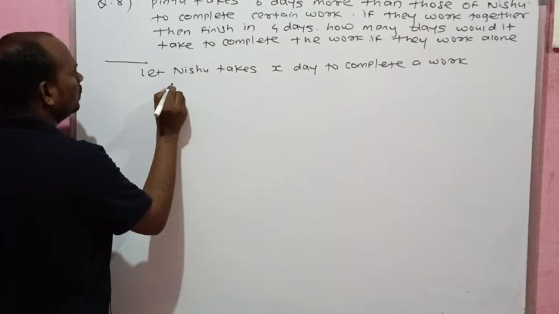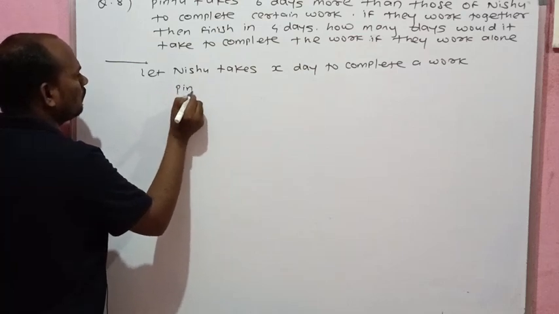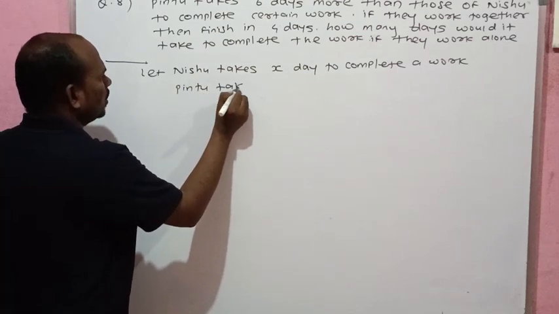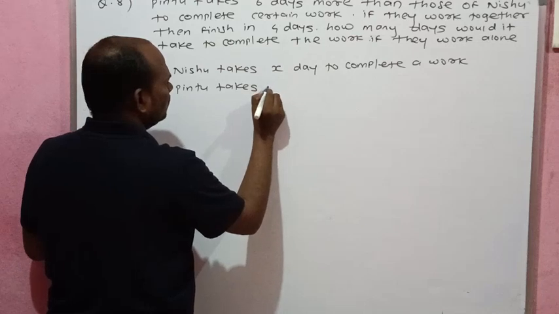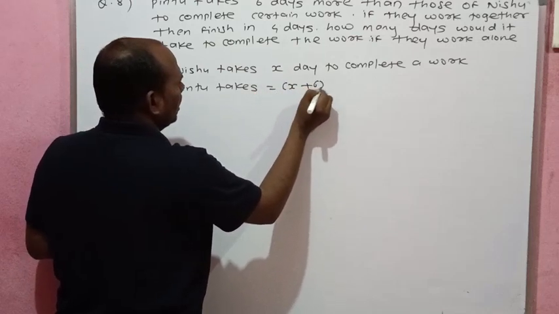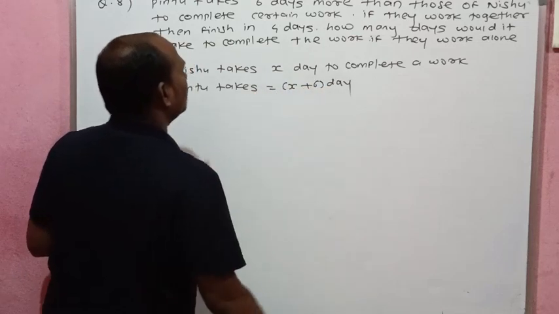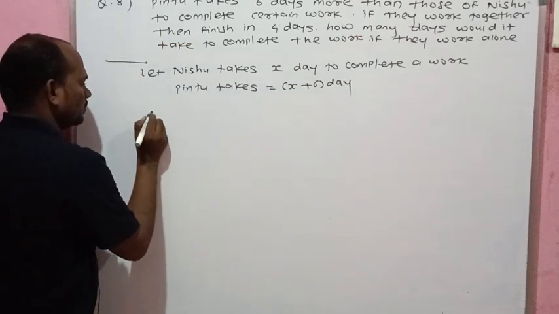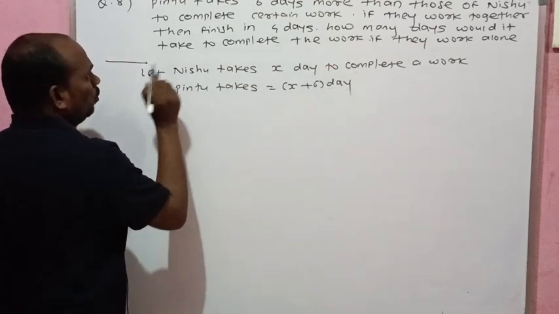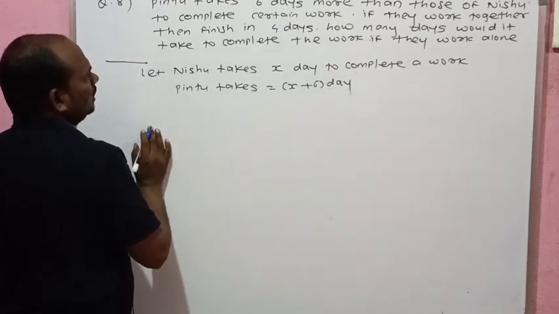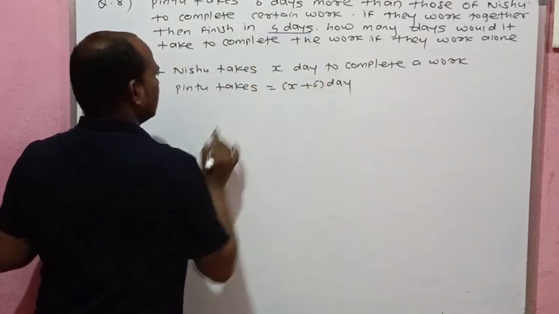Therefore, Pintu takes 6 days more. Pintu takes x plus 6 days. Now, Nishu and Pintu work together, then they finish the work in 4 days.